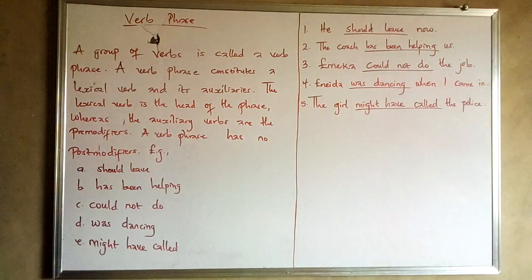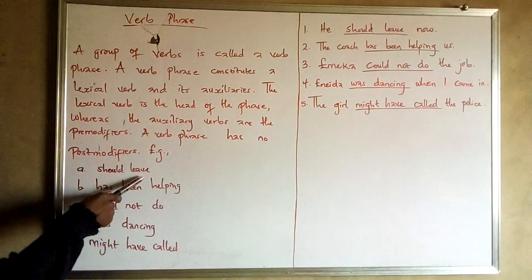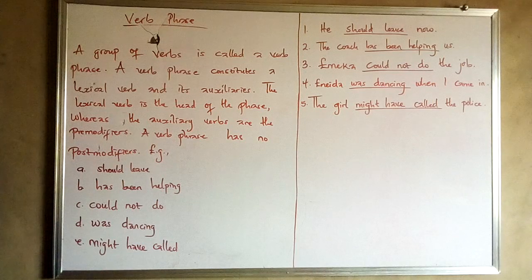So here we have different examples of a verb phrase. Should leave. The lexical verb here is leave. Why should? He is acting as a premodifier, because it is an auxiliary verb. The second example, has been helping. Helping here is a lexical verb, which is the head of the phrase. Has been here are the auxiliaries.